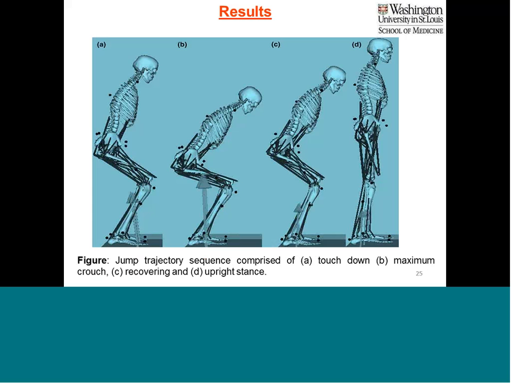So here is the sequence from a typical trajectory. The subject lands at touchdown. Then the subject will crouch down, hopefully with good posture, wherein the maximum forces occur. The ground reaction forces are shown by the arrows, from which the person starts recovering and then goes on to stand in an upright stance.